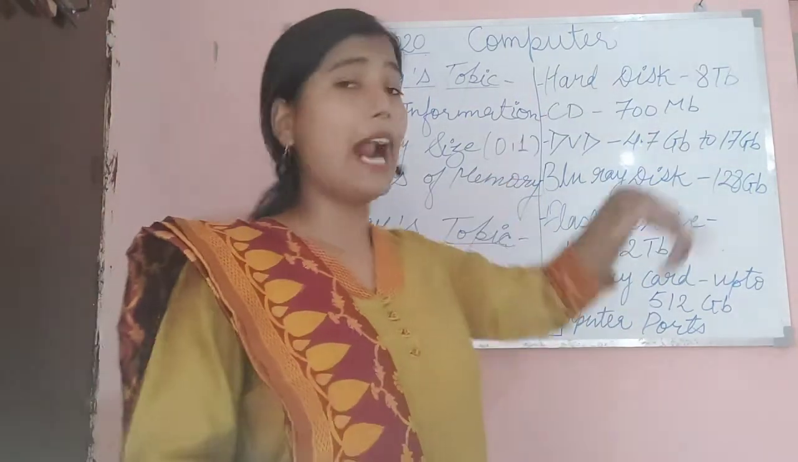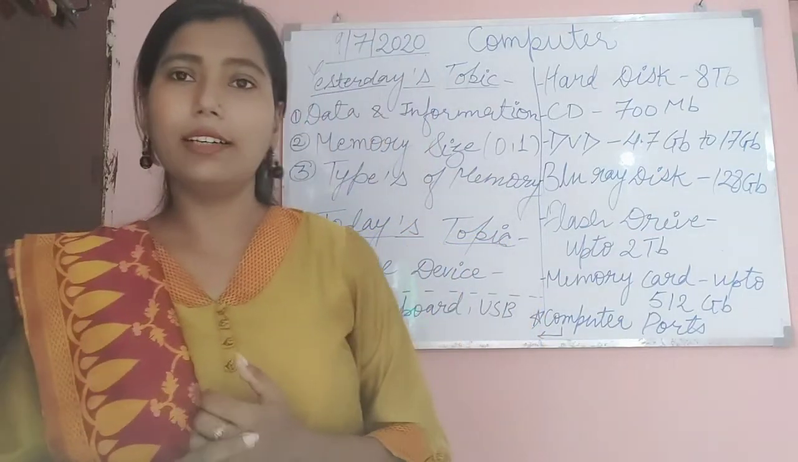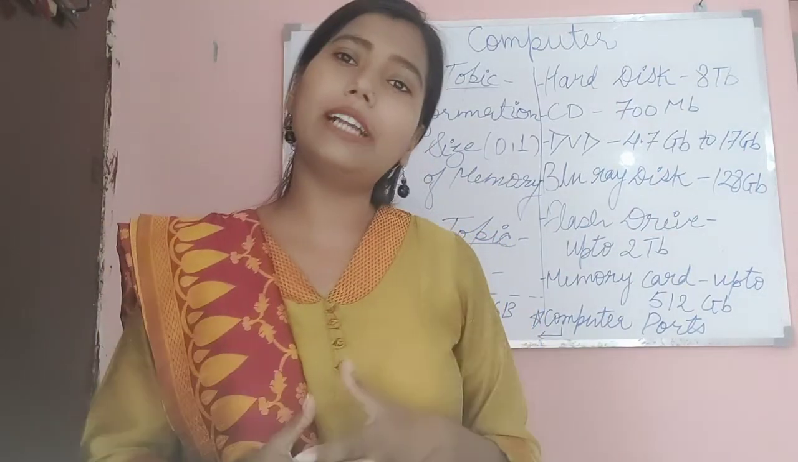So the first one is the hard disk. A hard disk is a combination of different kinds of disks.